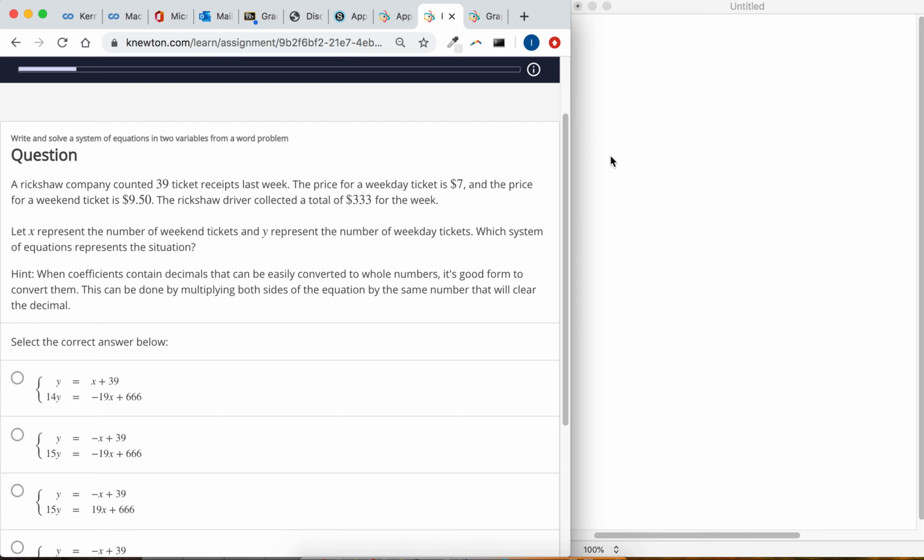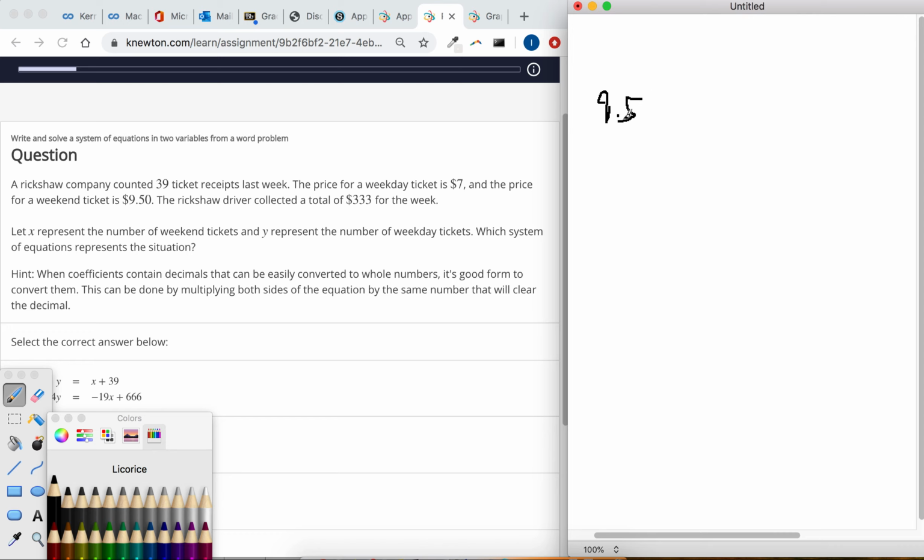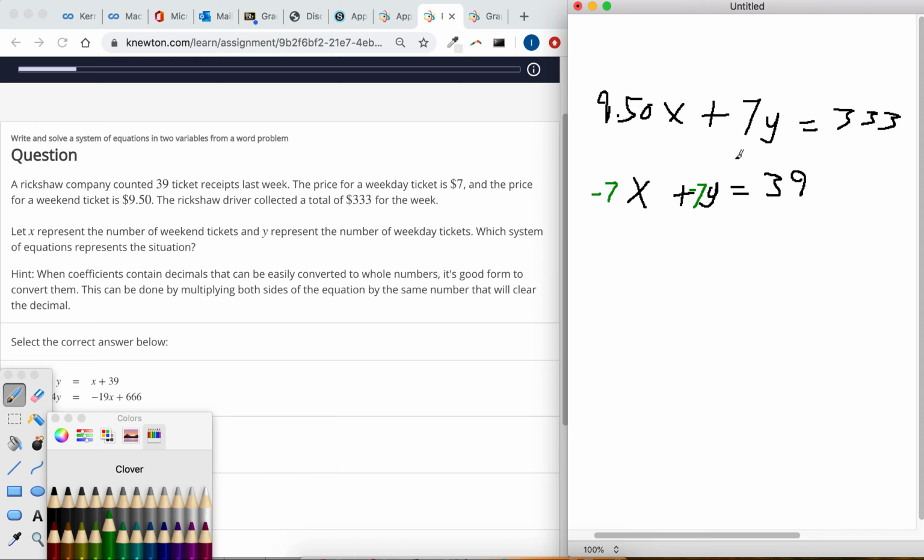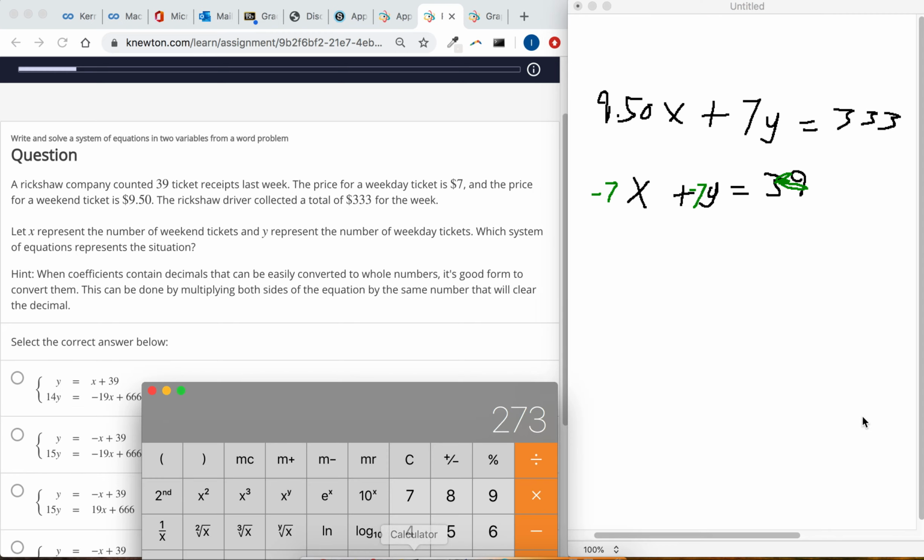So, oh man, watch out. They threw that at you in a different order. 9.50 times X, because X represents the number of weekend tickets and it's $9.50 for each weekend ticket, plus $7 for each weekday ticket. That should equal the total amount of money they made for the week, $333. And then they said there was 39 tickets total. So if you add the weekday and weekend tickets, you should get 39. You could rearrange these and solve using substitution, but I always found it easier to multiply everything by negative 7 to make those y's cancel out. So 39 times 7, that's negative 273.